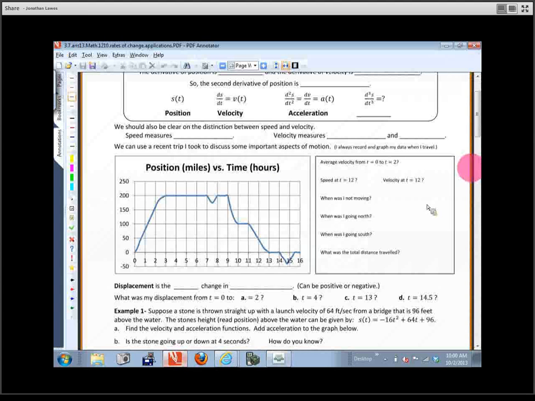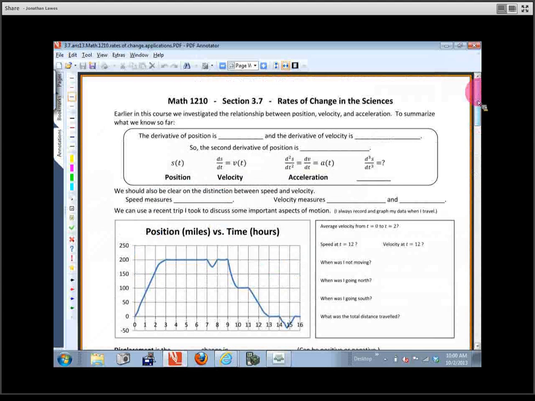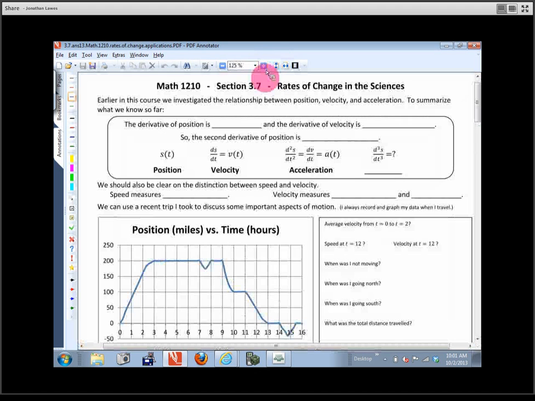So this section is on rates of change in the sciences, and we'll do a couple science-related things, but we're going to start off with a little bit of physics, which is definitely science. Then we're going to talk a little bit about motion, and we'll talk about some economics and some stuff like that. So hopefully you see the application of these calculus ideas that we've been doing.